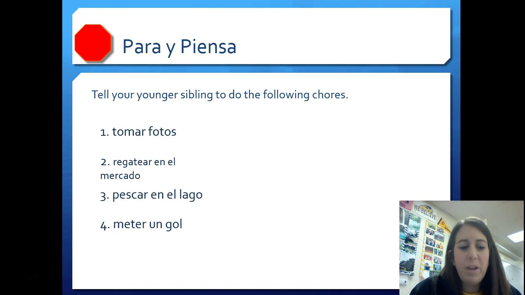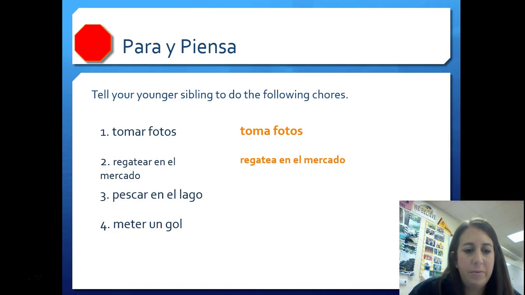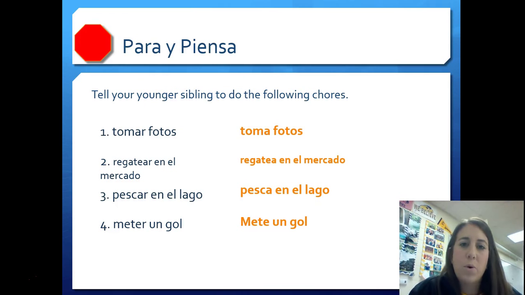Alright, let's see how you did. Take pictures: toma fotos. Bargain in the market: regatea en el mercado. Fish in the lake: pesca en el lago. And score a goal: mete un gol. So those are our commands. Remember, it depends on your context how people are going to know if it's a command as opposed to just a regular sentence.